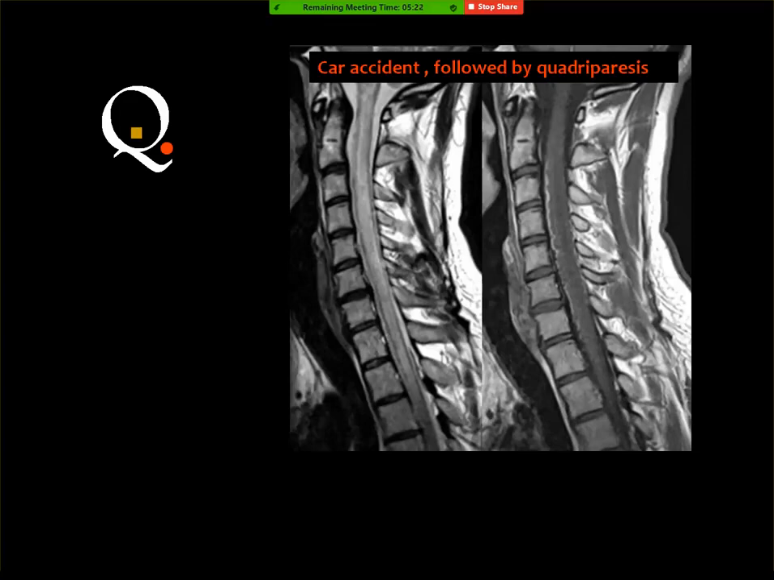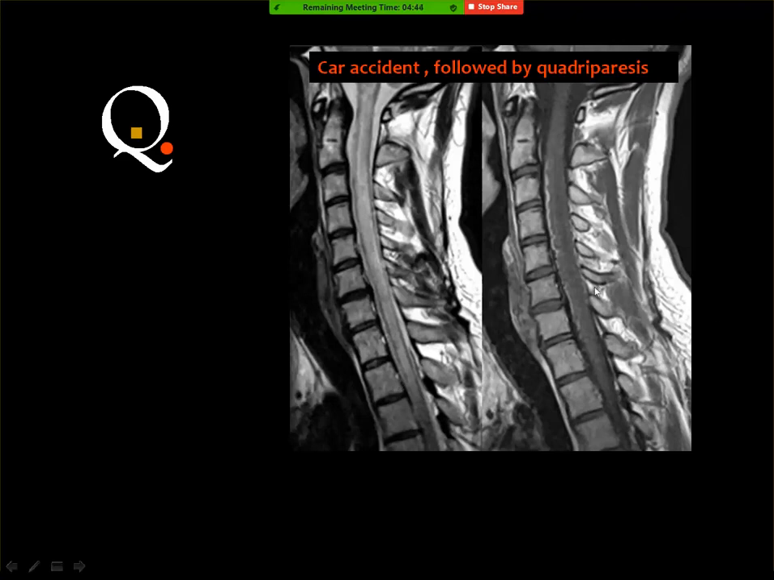Transverse myelitis. This is leptomeningeal carcinomatosis. Okay, then actually look for the history. There is a car accident followed by quadriplegia. Then transverse myelitis. Okay, wait. This is T2 and this is post contrast. In the T2, it's called the swelling. Yes, you got diffuse swelling of the cord, okay? And this may be due to edema or maybe due to infarction, for example, post-traumatic, okay?